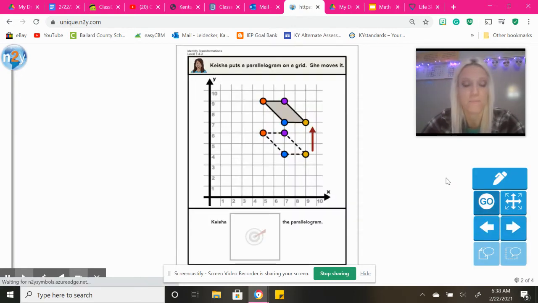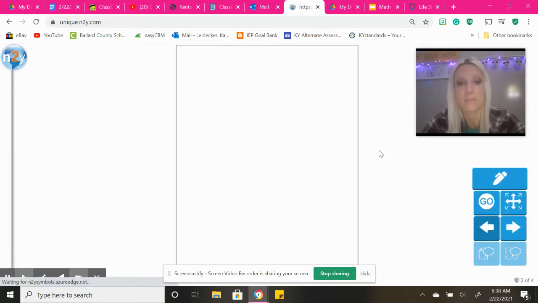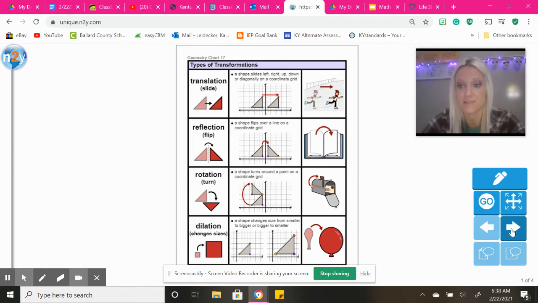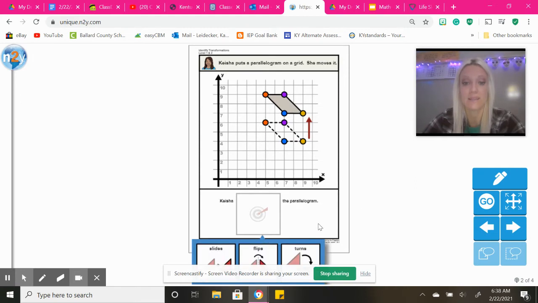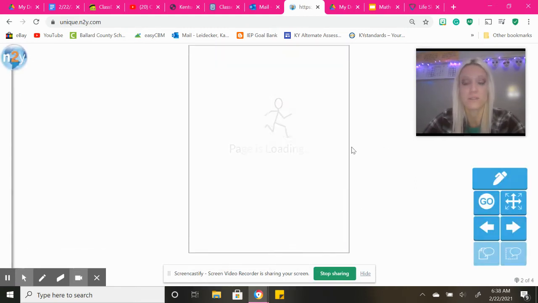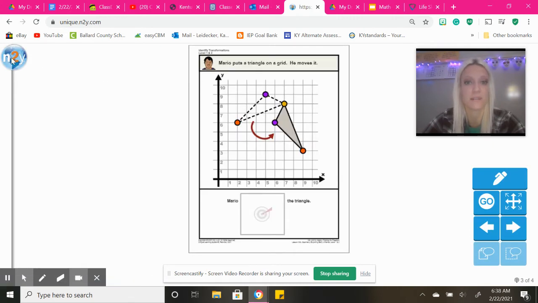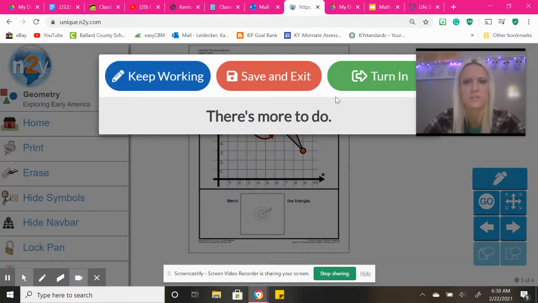So pretty easy here knowing what to choose for what type of transformation is done on each one of these slides. So if it just slid up, that would be a slide. Okay. So you guys go through these, understanding the different types of transformations. Oh, look, this looks different.